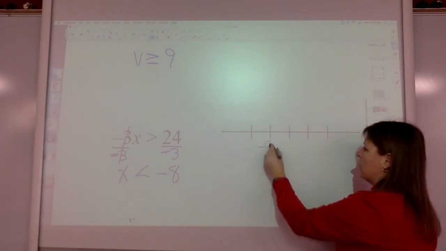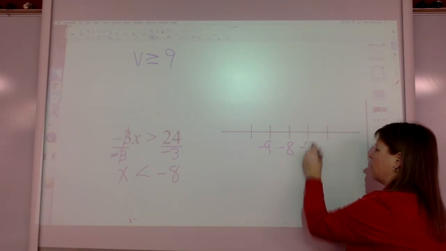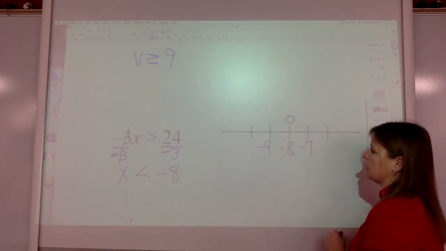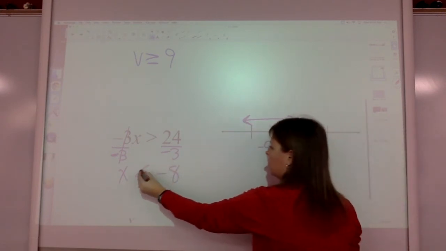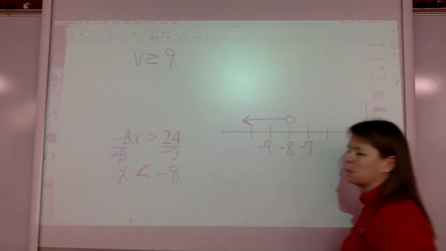Put your numbers on the number line. Please make sure they're in proper mathematical order. Open circle this time, and we're still going to the left for less than, because our variable was written first.